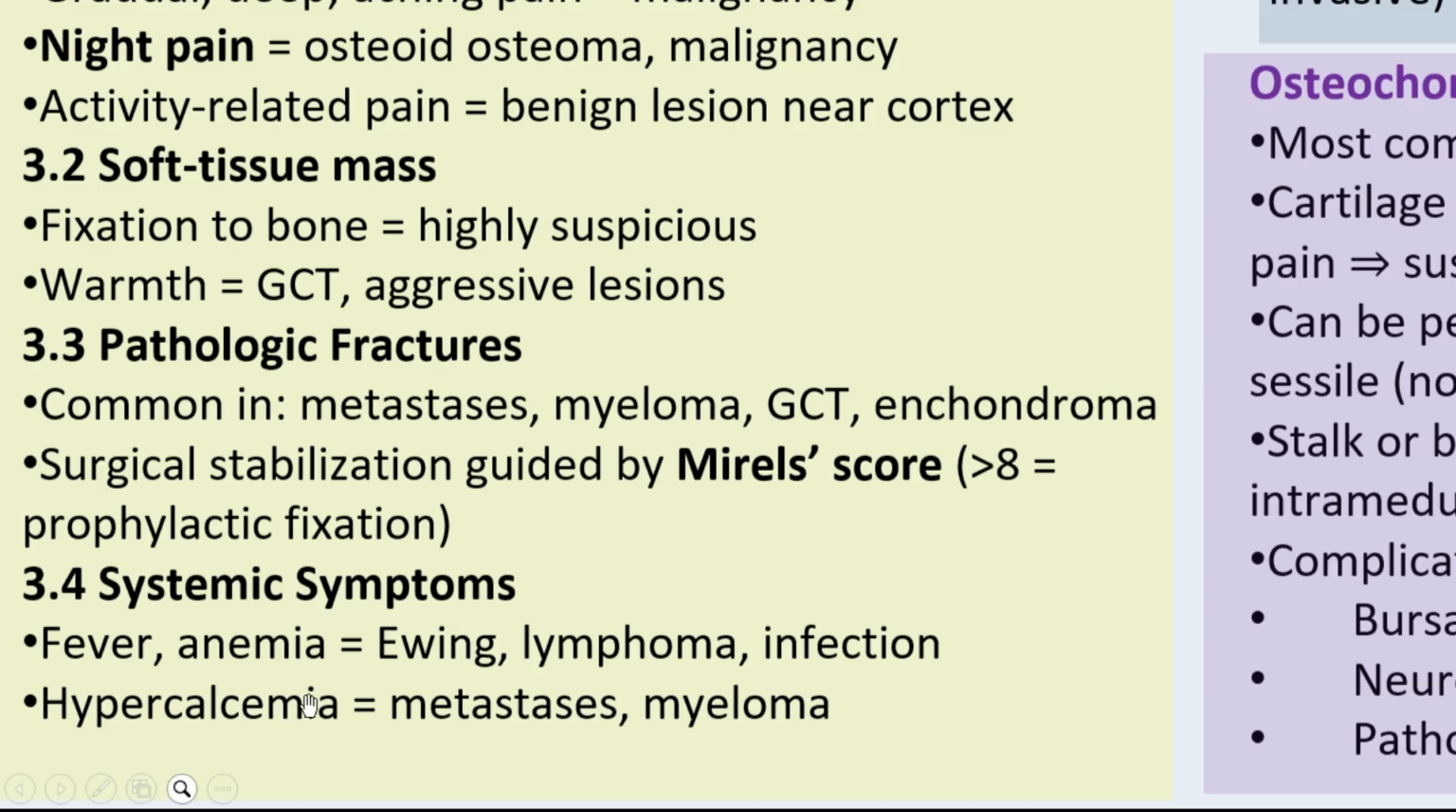This is common in Ewing sarcoma, lymphoma, and infection. Then we have hypercalcemia, which is going to be common in metastases and multiple myeloma. Remember, in multiple myeloma, most of the time we have the CRAB features, and CRAB means calcemia, renal failure, anemia, and bone involvement. This is majorly the presentation of myeloma.